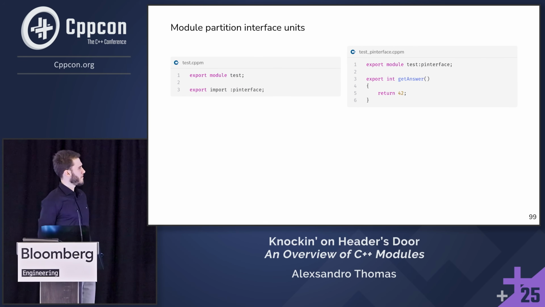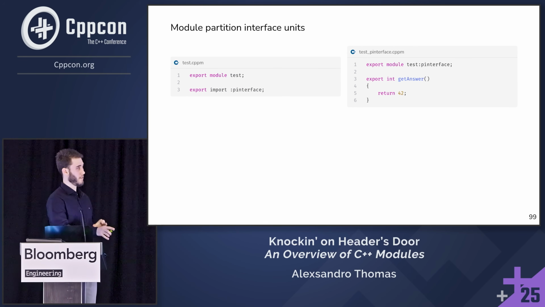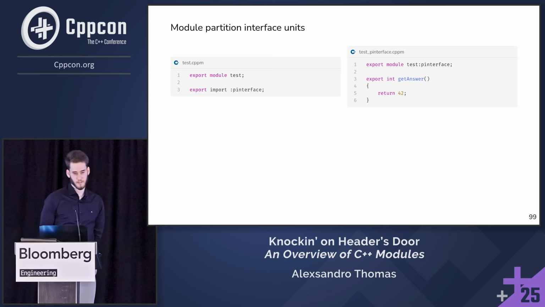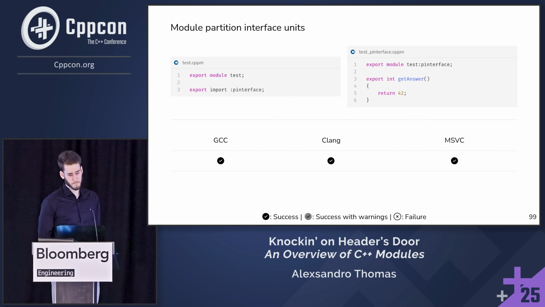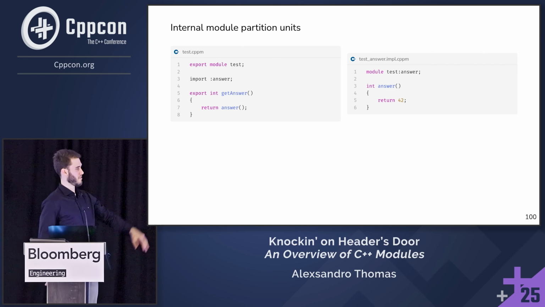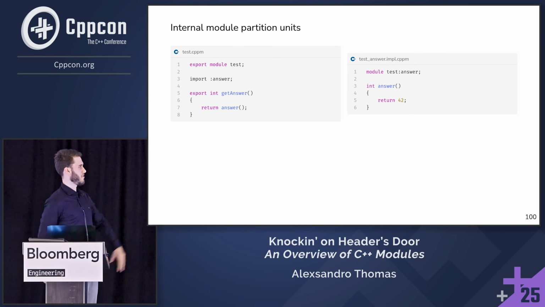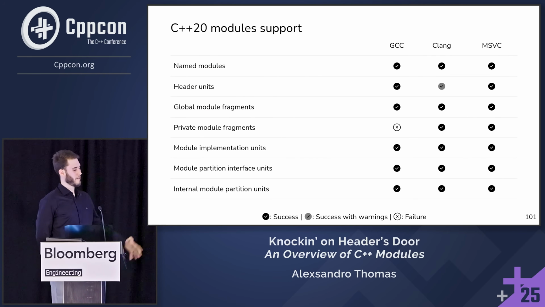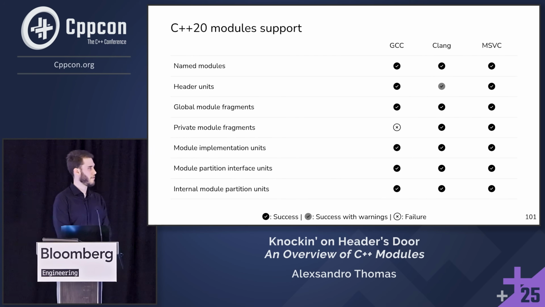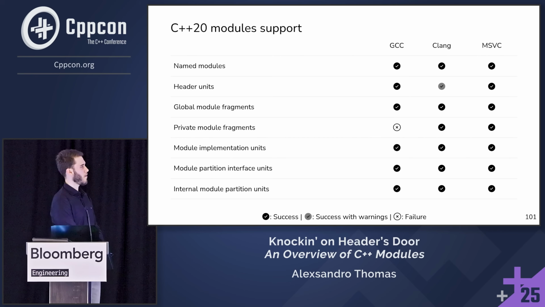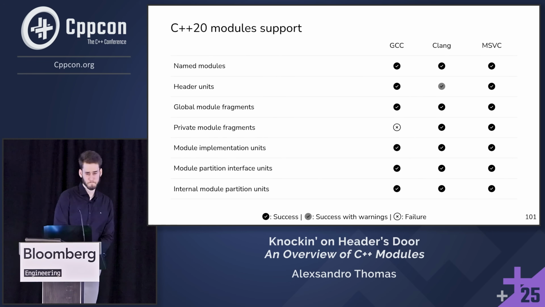The module partition interface units just allow you to separate the interfaces, so you can put this getAnswer function in another file and then re-export it. That works on every compiler as well, no problems there. And the internal module partition units just allow you to have, for example, this helper function that returns 42 that is called by this main function, which also works successfully on every compiler. So this is something that is a little bit more understandable, in my opinion. Most things are supported by most compilers, with the exception of Clang just issuing a warning that header units might not be right there yet, and GCC not supporting the private module fragments.